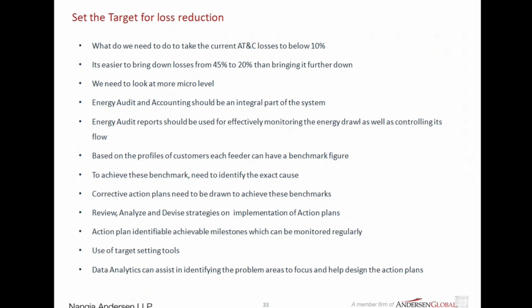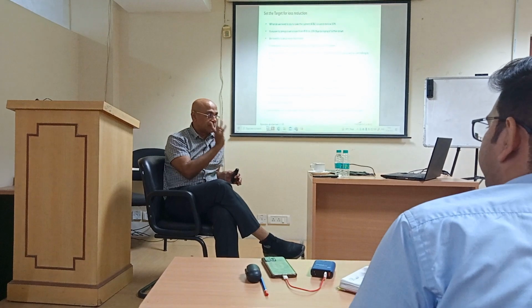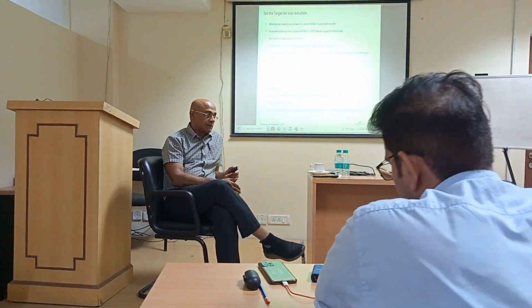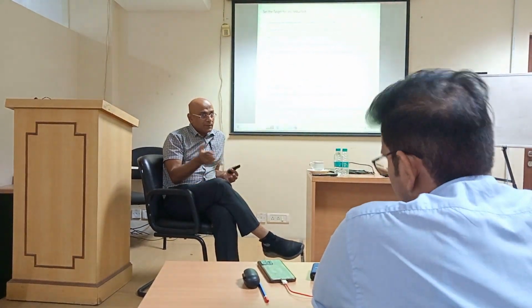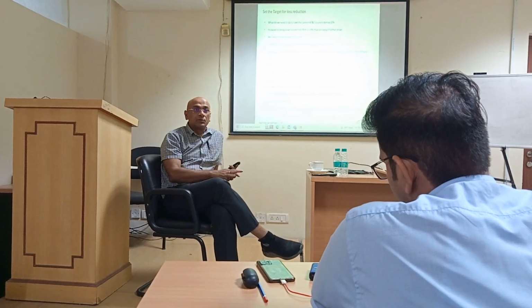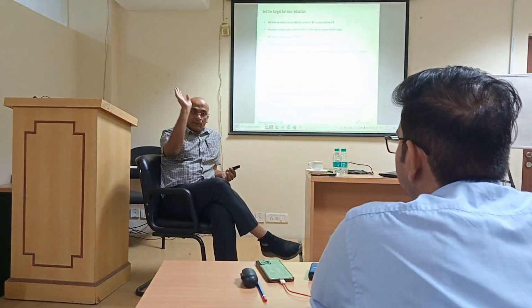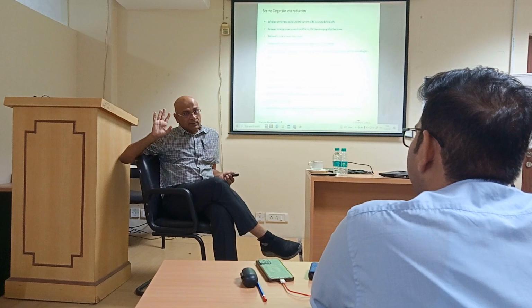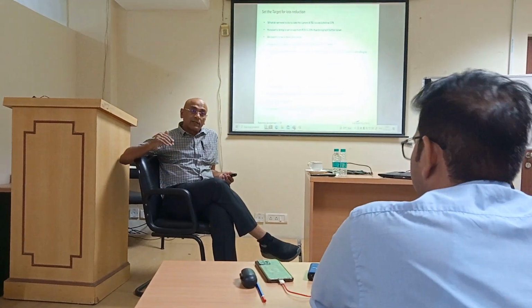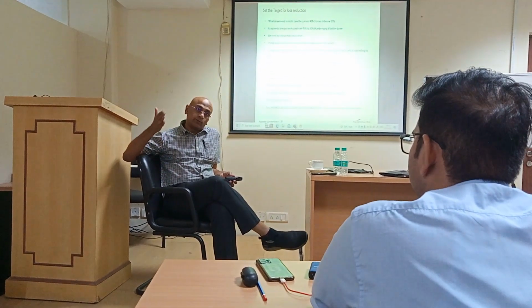The first target is that let's make it less than 10%. We have to get the AT&C loss to a single digit figure. That should be our target. If you see some of the states which we showed you that day, 45%, 50%, 60%, for them it will be much easier to reduce.